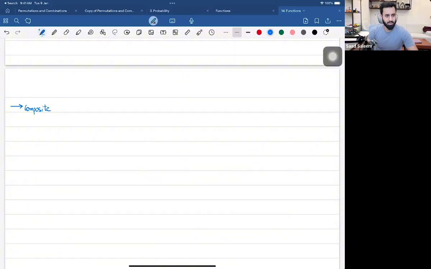Composite is easy. The difficult part is domain and range, and then there is inverse, in which once again we'll have domain and range. That's the difficult part. Composite is the easy part. So composite functions is what we're doing.